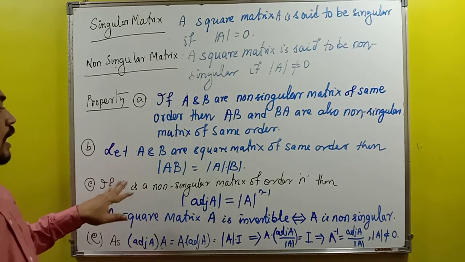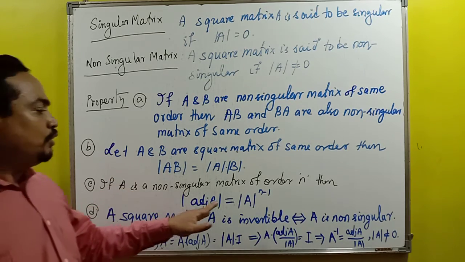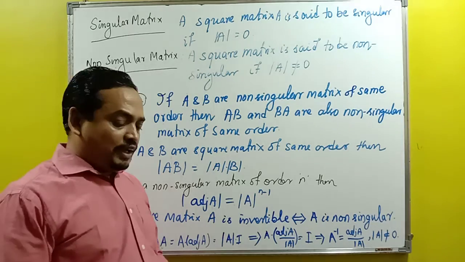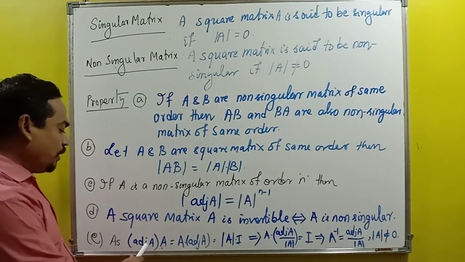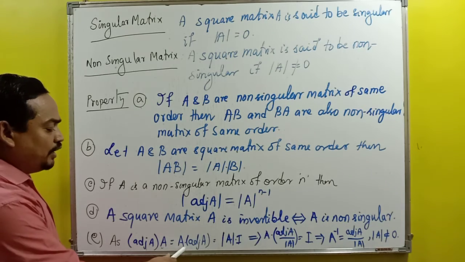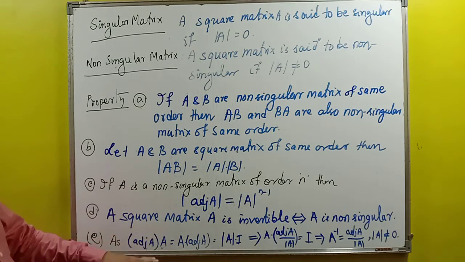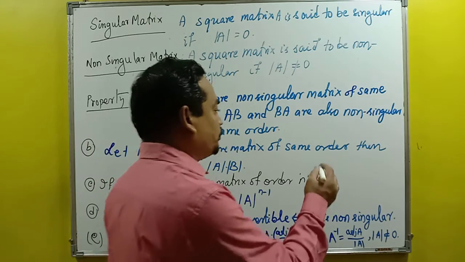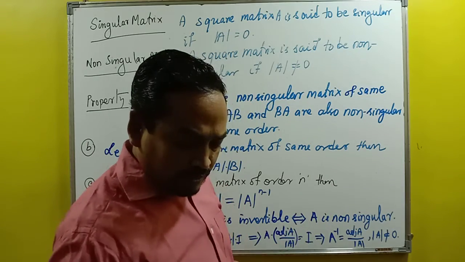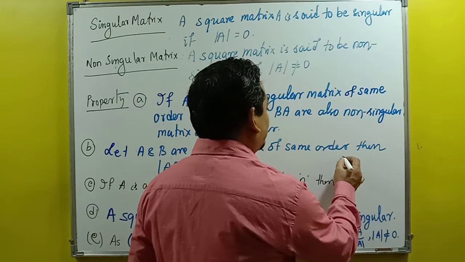Another property: the determinant of adjoint A is equal to determinant A whole to the power n minus 1. It is very simple and easy to derive. As we know, adjoint A into A is equal to A into adjoint A is equal to determinant A into I. So from there we can get this value. Here I am just explaining to you.